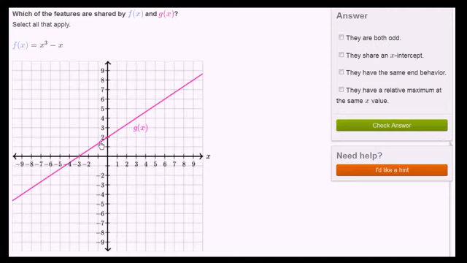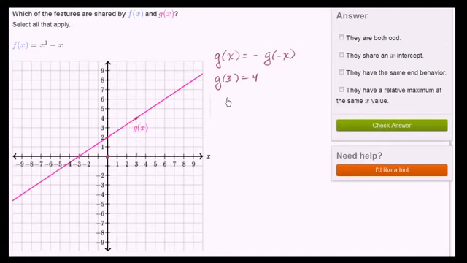Just by looking at g of x, you can tell that it is not odd. The biggest giveaway is that an odd function would go through the origin. G of 0 would have to be equal to 0. If you want to go straight to the definition of an odd function, g of x would have to be equal to the negative of g of negative x. So for example, g of 3 looks like it is 4.